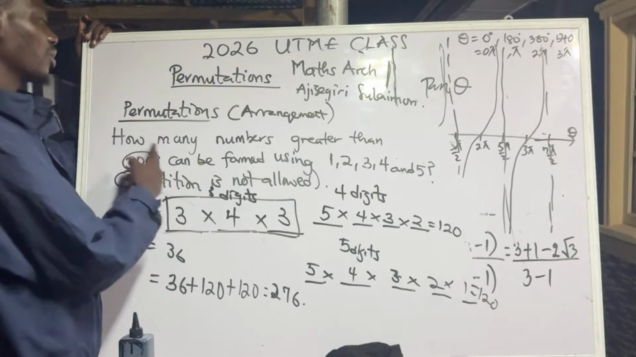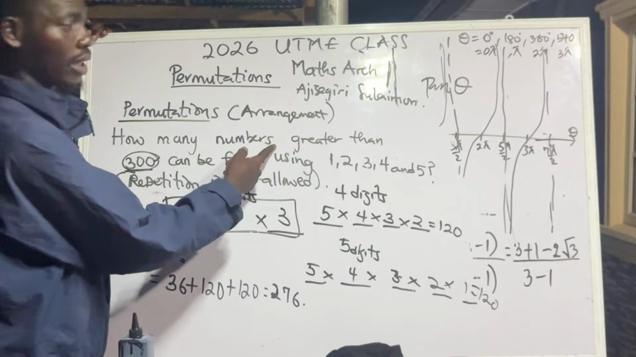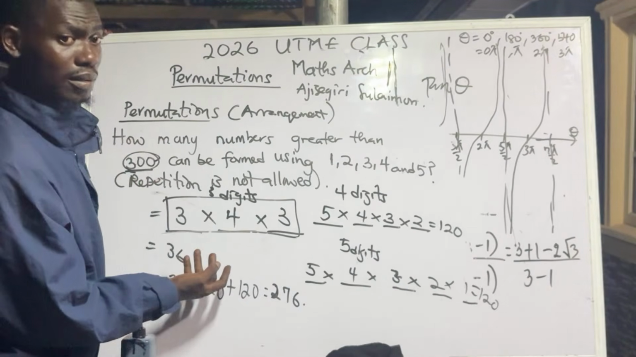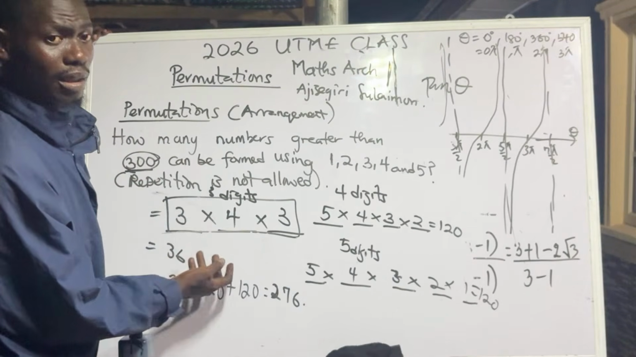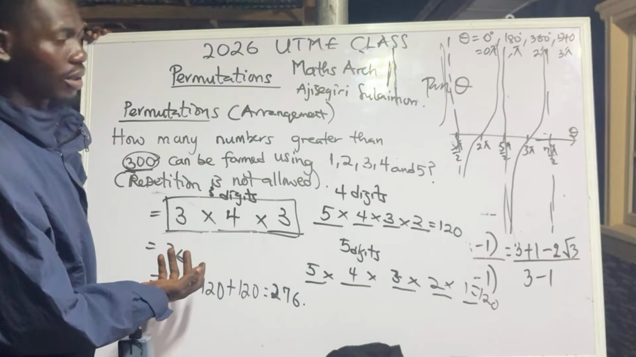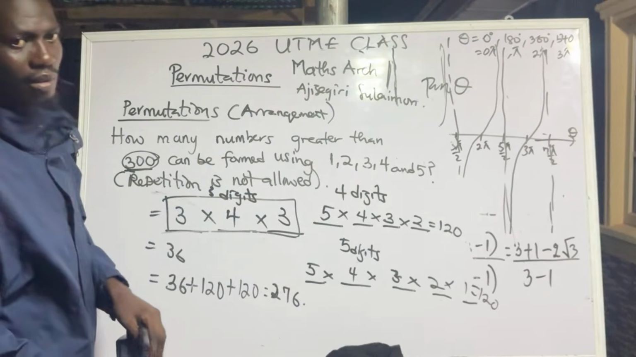So recall in the question, I never said it is only a 3-digit number. I only said how many numbers. Based on the options you have now, it can be a 3-digit number, it can be a 4-digit number, and it can also be a 5-digit number. But can it be a 6-digit number? No. Why? Because I only have up to 5 digits.